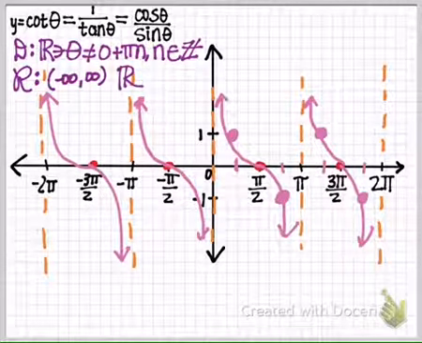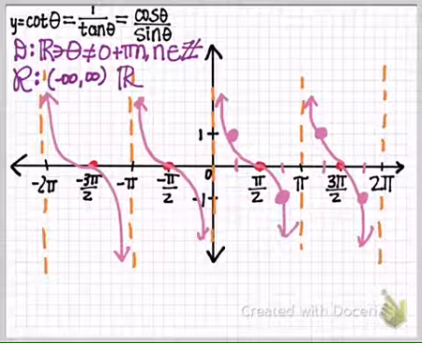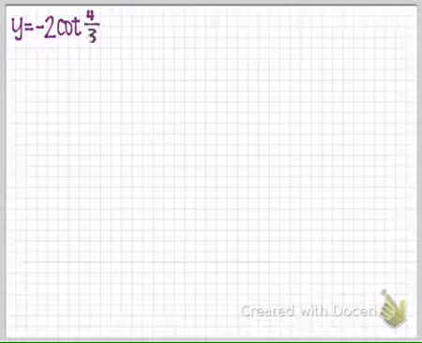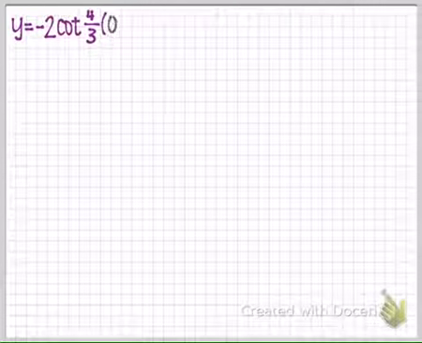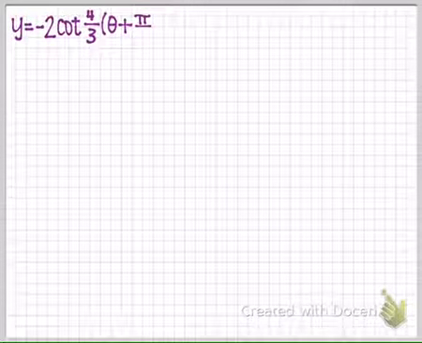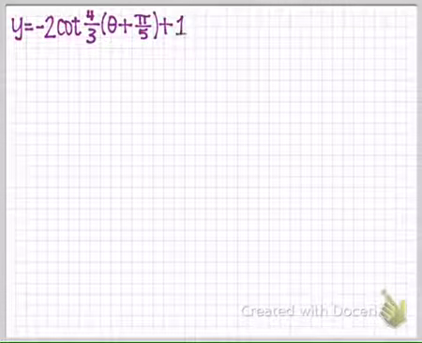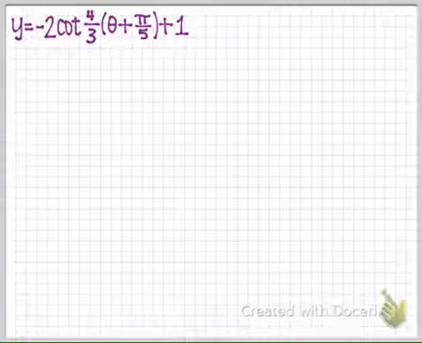Okay? Not so bad. It's going to work very similar to how tangent works. So we're going to try an example. Let's make something up. Let's do y equals -2 cotangent of 4/3 theta plus pi over 5, plus 1. So I'm going to pause this, and you guys can give it a shot.